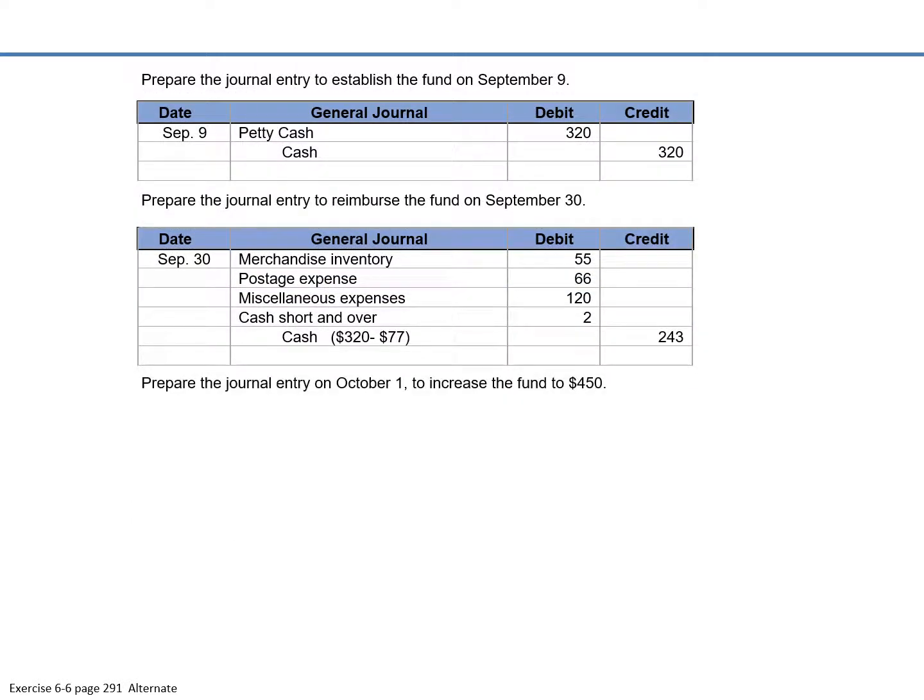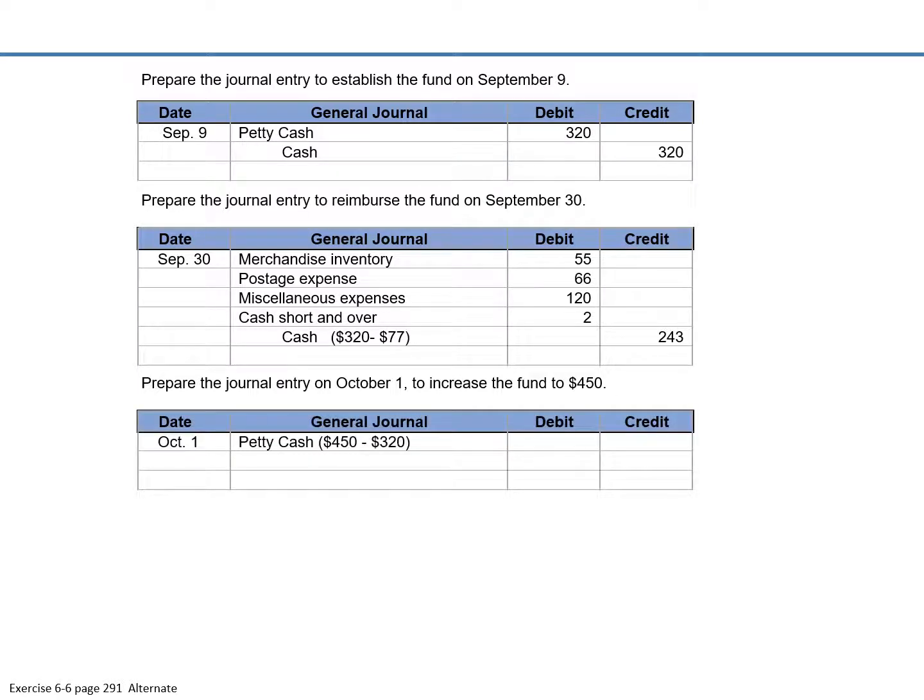Then prepare the journal entry on October 1st to increase the fund to 450. Petty cash, we had 320. We want to increase it to 450. We need a debit of 130, and we need a credit of 130 to cash. Okay.